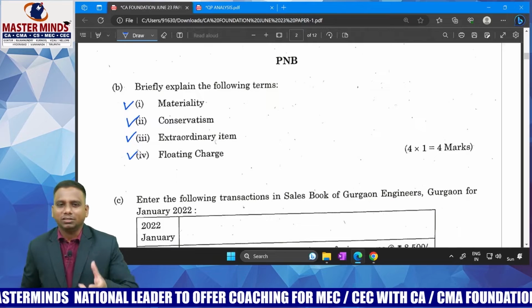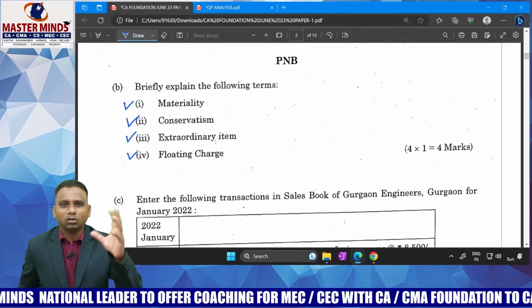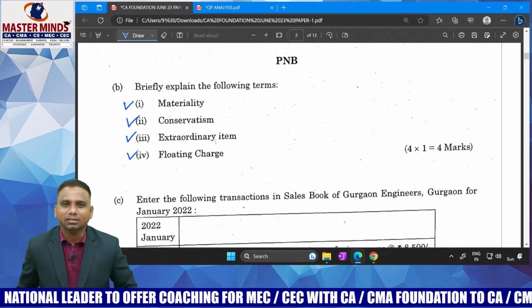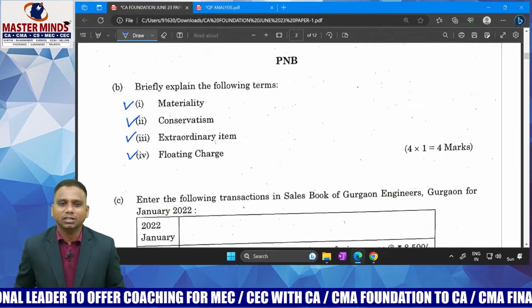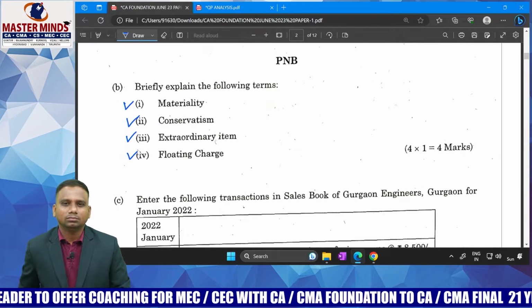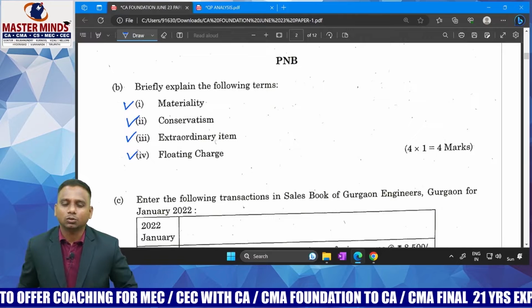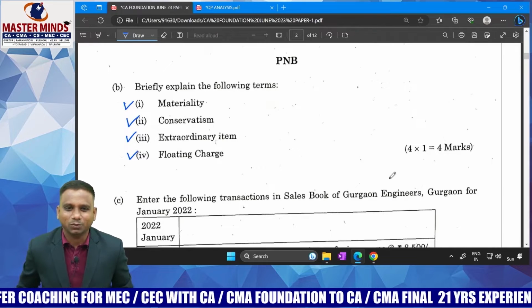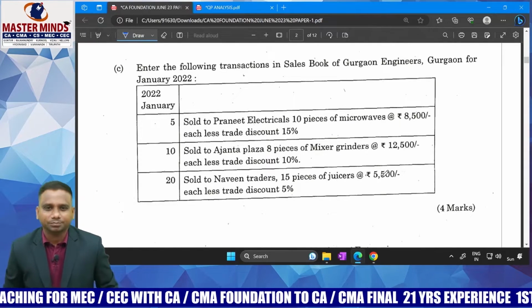These are terminology. If you look at the glossary or terminology, then you can find these questions. Extraordinary items and floating charge. Overall, this B question is also very simple for us. Yes or no? Next one, C question.